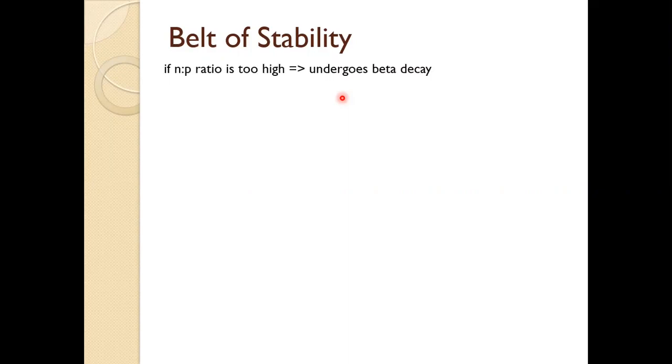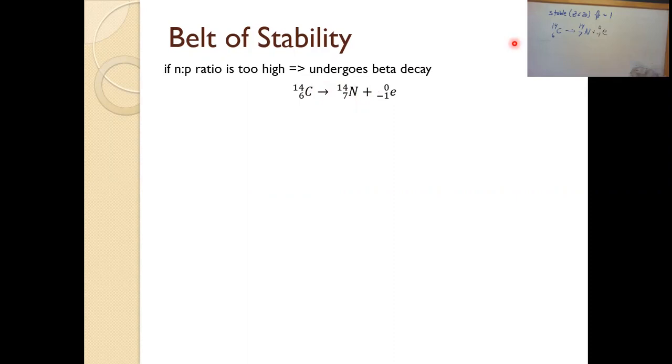So what we'll find is that if the neutron-proton ratio is too high, then we can predict that that particular isotope should undergo beta decay. It should emit a beta particle. So for example, carbon-14 is expected to emit a beta particle and become nitrogen-14. And we can see why that is the case.